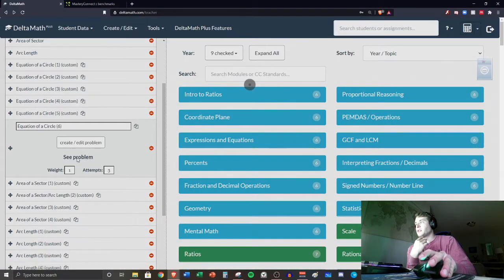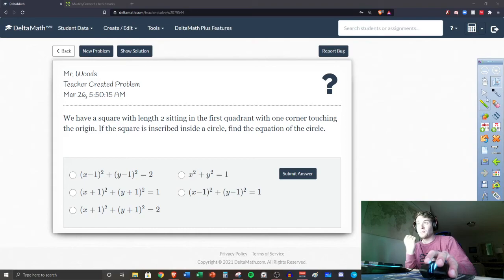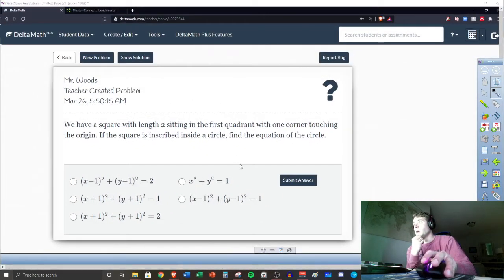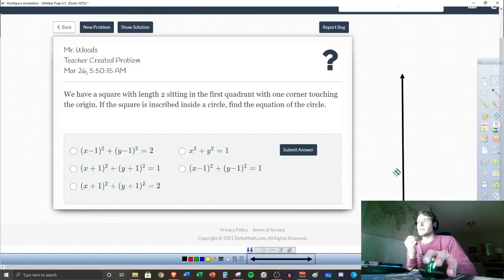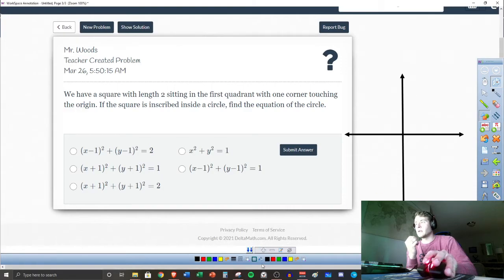Next, let's get equation of the circle 6. All right, so we have a square with length 2, and it's sitting in the first quadrant with one corner touching the origin. So let's draw some XY axes. Here's X. Okay, that's Y. Here's X. And we're going to draw a square at the origin. So let me get a little tool here. Here we go. Square. Perfect.